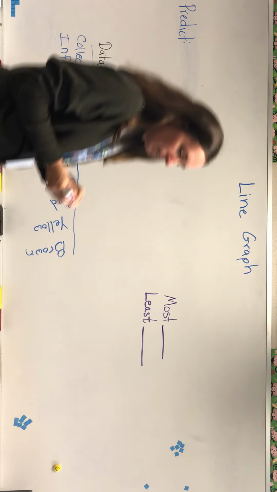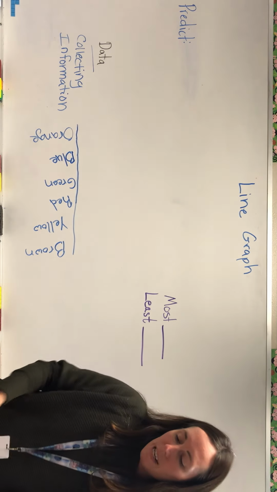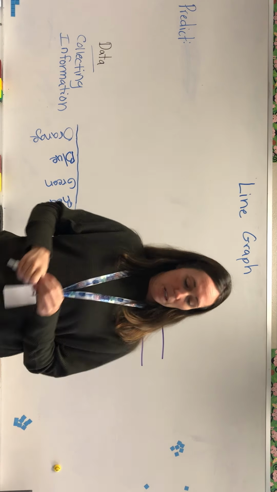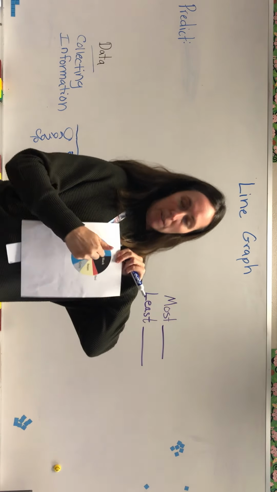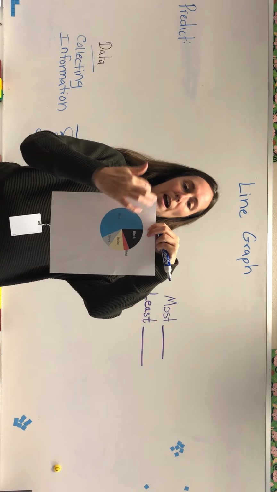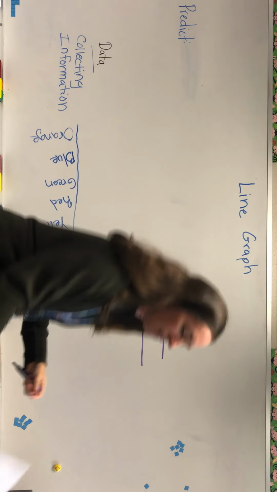Since we're working with our M&Ms today, we want to make a prediction. So let's give this a title. Every graph needs a title so that when you look at the graph, you know the answer to the question. So out of 100 kids, what is our favorite color? Blue. So we need to give this a title.